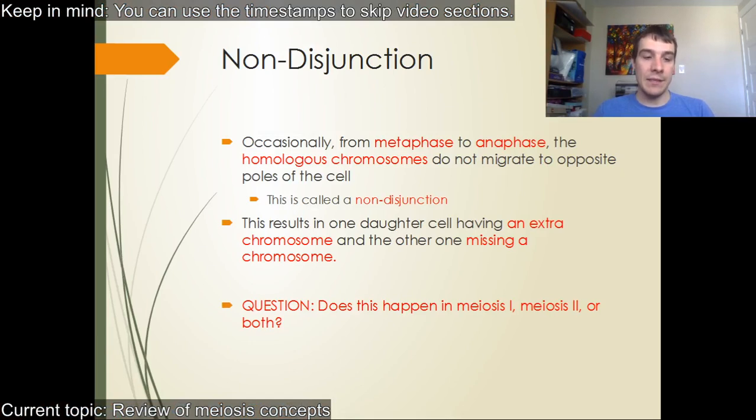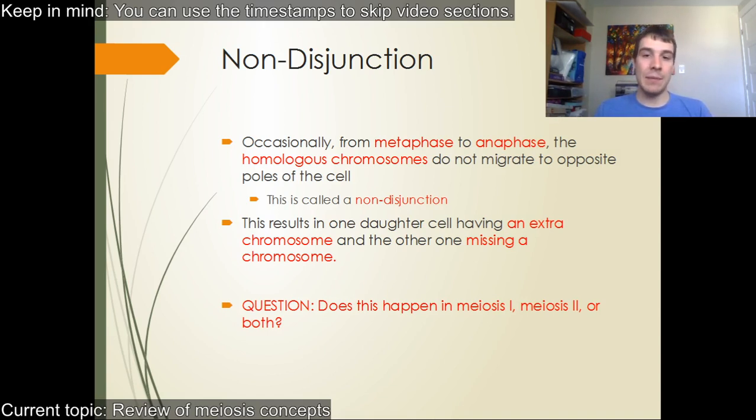And what happens then is called nondisjunction, meaning that both of them go to one place. Instead of doing this, they're doing this, which means that one daughter cell has an extra, and the other one over here has none. So you actually end up with two bad eggs or two bad sperm out of the deal.